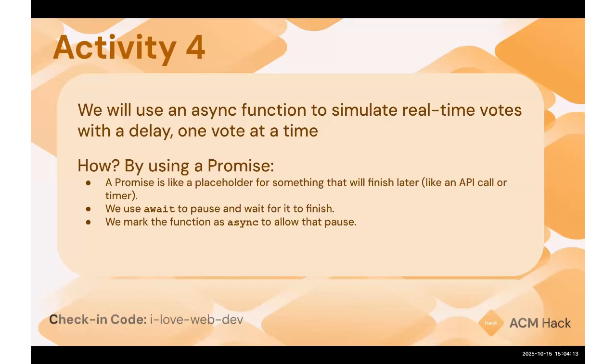So here's our fourth activity. We're going to use an asynchronous function to simulate real-time votes with a delay, one vote at a time. So how are we going to do this? We're going to be using a promise object. A promise is a placeholder for something that will finish later, like an API call or a timer. We'll use await inside of the asynchronous function to pause and wait for it to finish, and we mark the function as asynchronous to allow that pause.